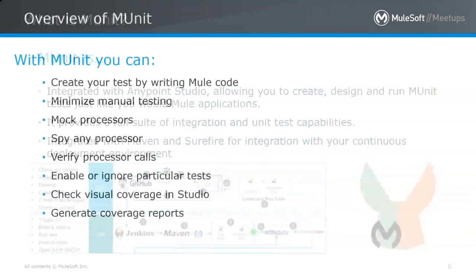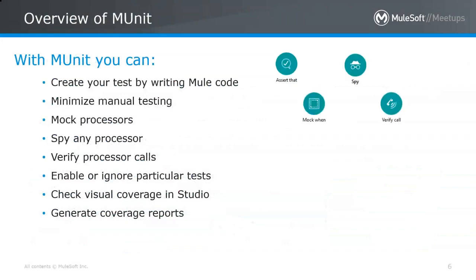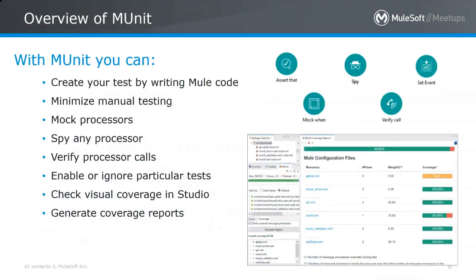So with MUnit, you can create your test by writing Mule code. It will minimize your manual testing. Years ago, we had to create our own tests. And actually, I think in some of the Mule 3 environments, a lot of times developers would go ahead and use a third-party testing ability that took a lot of extra time. So this is something that is now part of the Studio environment that allows us to really utilize many different tools. And we will not cover it all today.